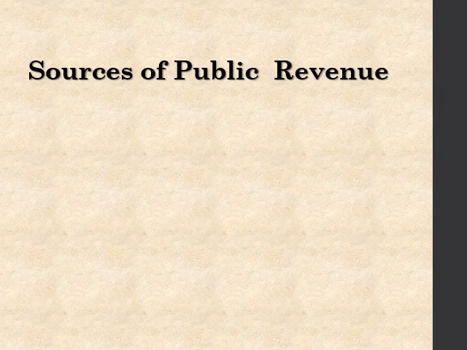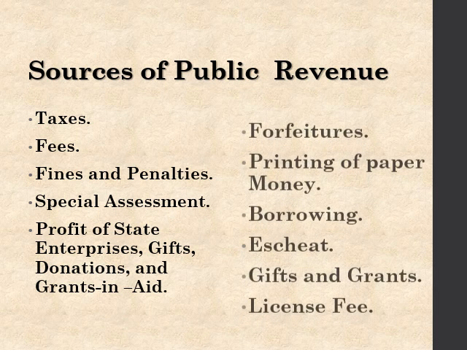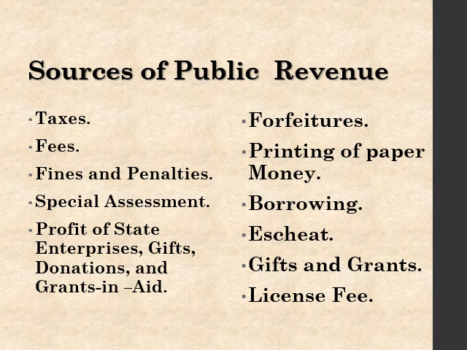So, the sources of public revenue. What are the sources of public revenue? If you divide these sources, you can divide them into two forms. One is tax revenue, and the other is non-tax revenue. Tax revenue I have denoted with TR, and non-tax revenue is denoted by NTR. So these are the two sources.